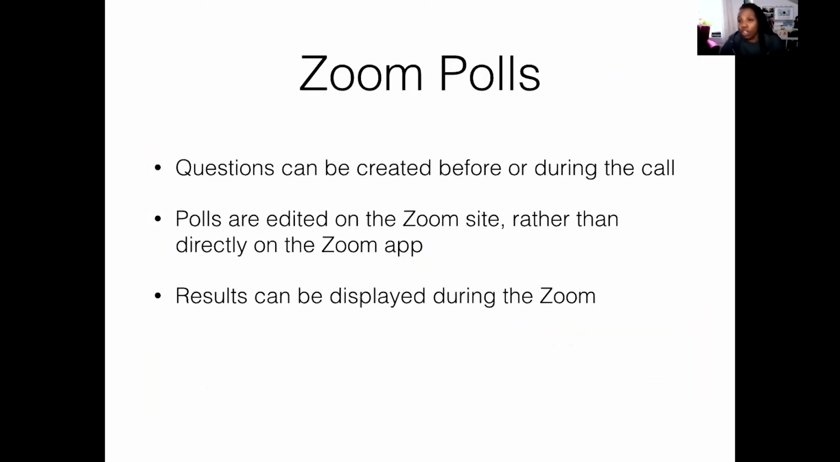Now, another thing you can do when you're hosting a Zoom is that you can run Zoom polls, which are like little quizzes or questionnaires. So you can create the questions beforehand, or you can do them during the call, but it can be easier to do them before, especially if you're the only person doing it. When you're editing them, it's generally done on the Zoom site rather than directly in the app. But also when you've done a Zoom call, you can actually display the results during the call. So you can display it, people have a little bit of time to fill it in, and then it can display the results.